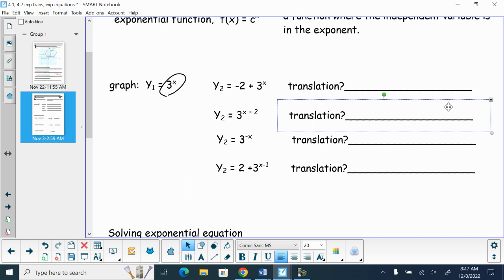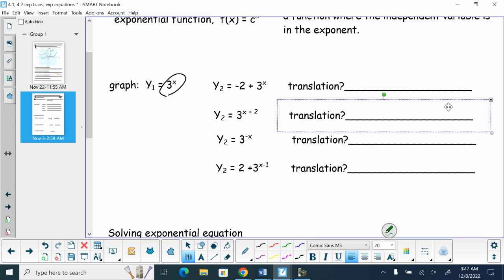We're going to have a translation of, and the first one, what's our first one going to be? What would be our translation in the first one? I have negative 2 plus 3 to the x. What would be our translation? Anybody?